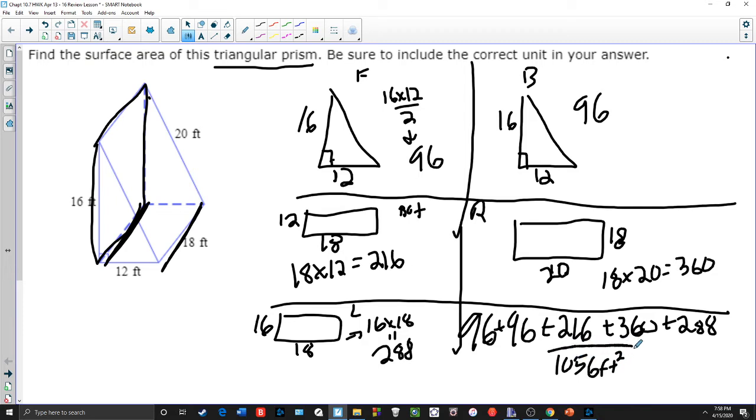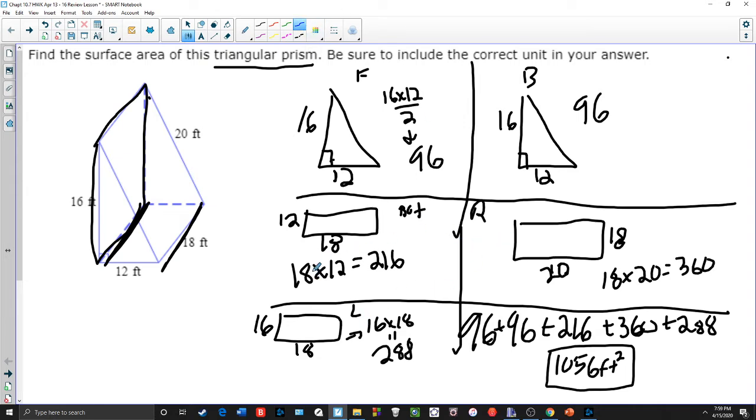So that would be my answer, 1,056 square feet. Again, you always have the same sort of style of breakdown for triangular prisms. The numbers will be different and the picture might be different, but it's always the same style. 2 triangles, three rectangles, and the rectangles should always have a common number between them all.